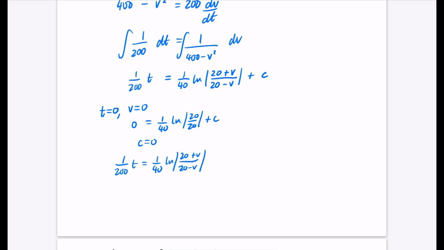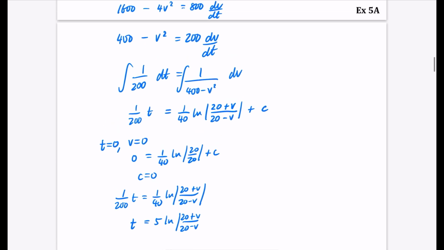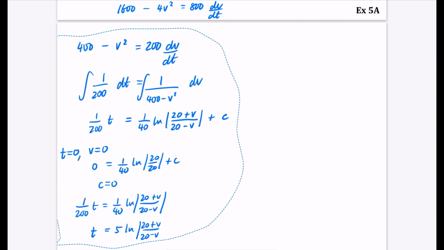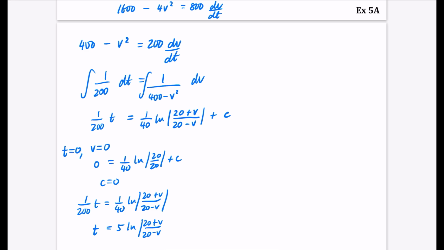I'm going to times both sides by 200. So when I do 1 over 40 times 200, I get 5. So t is equal to 5 ln of 20 plus v over 20 minus v. And hopefully what I'm going to do is put all of this stuff to the left so that I'll be able to do some more working out on this same page.